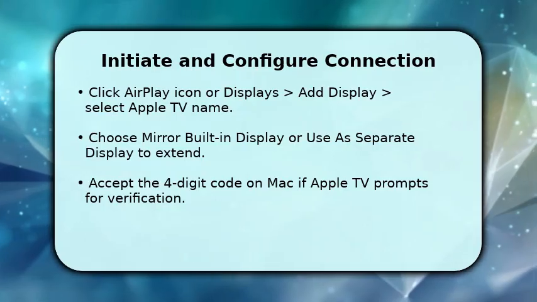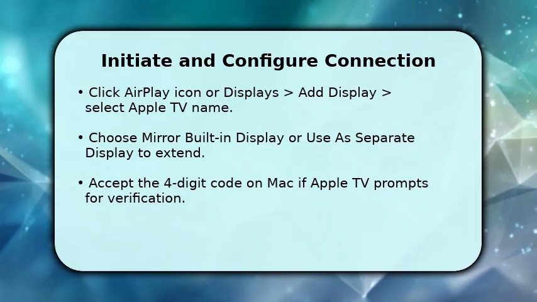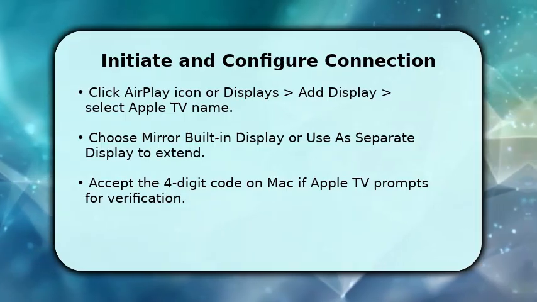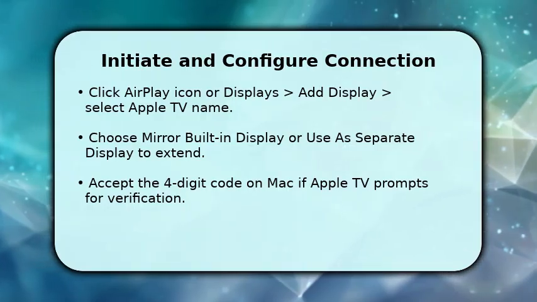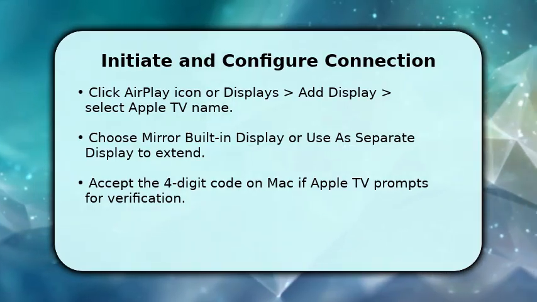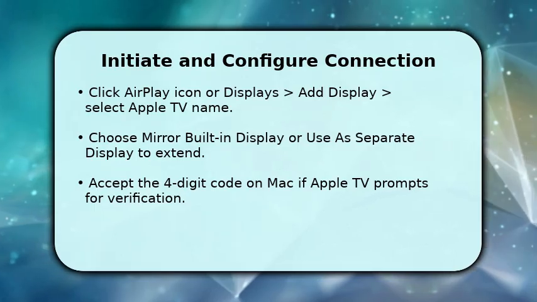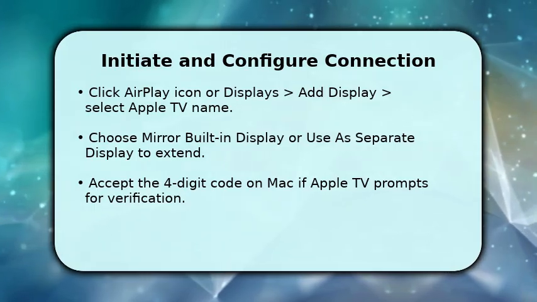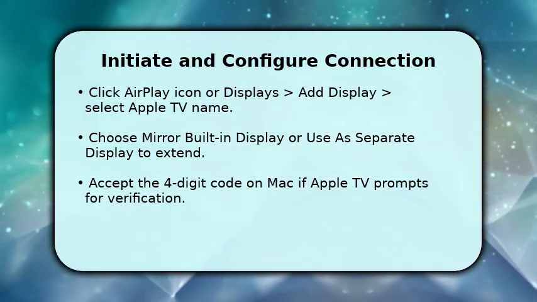You now start the actual connection. Click the AirPlay icon in the menu bar or open Displays and select your Apple TV from Add Display. Once selected, choose whether to mirror your Mac screen or use the TV as a separate display. Mirroring is simplest for presentations, while extending gives more desktop space. If Apple TV shows a 4-digit code, enter it on the Mac to pair securely.